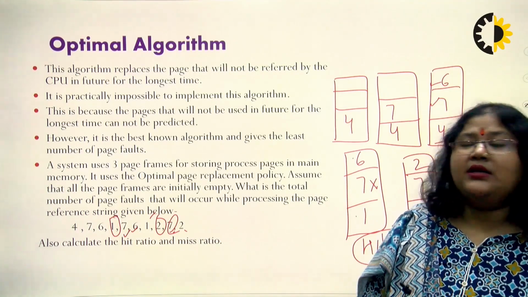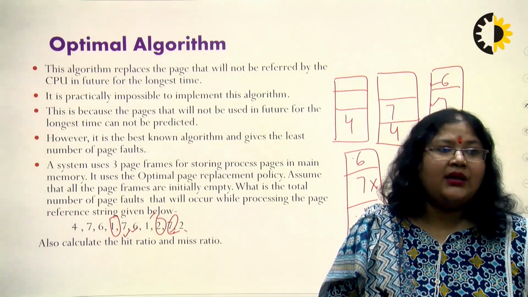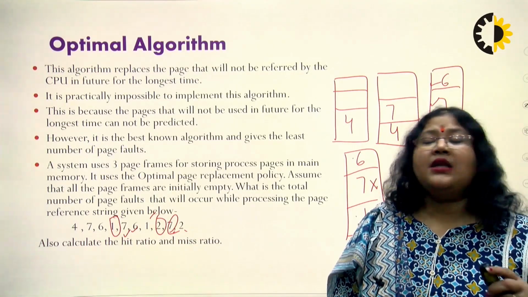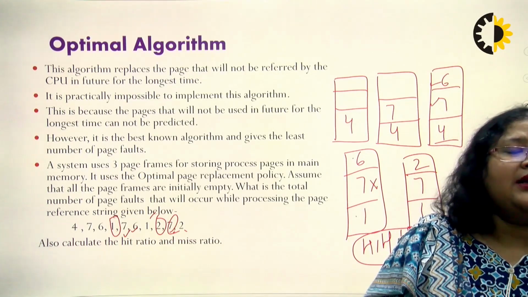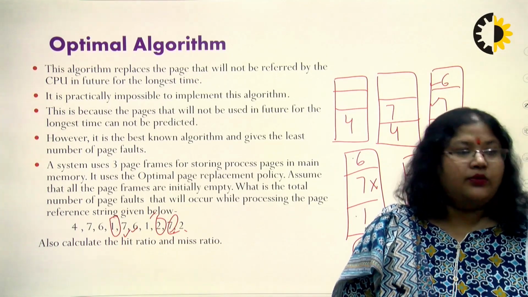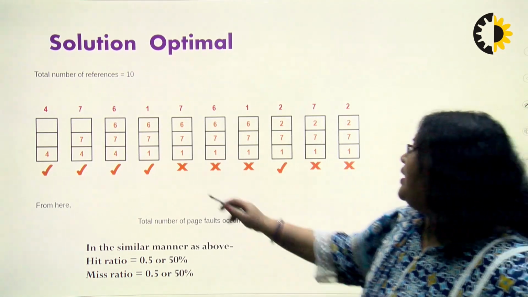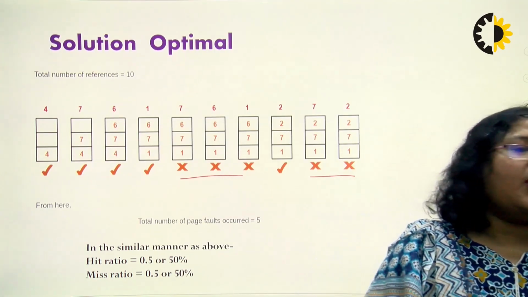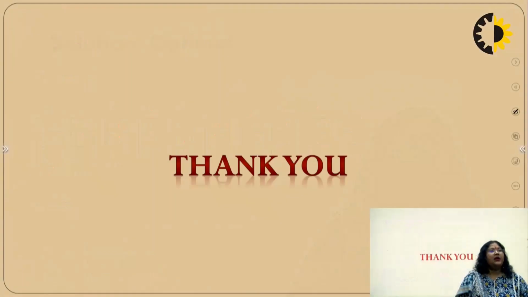So this is the current scenario for the optimal algorithm. So this is the hit ratio. There are 5 hits rather than 4 hits, because this is a future-based algorithm and it is better than FIFO and LRU. So this is the solution. That solution shows the same: there are 5 hits. And what is the page fault? Page fault is 50%, because 5 hits are there and 5 misses are there. So this is the thing.